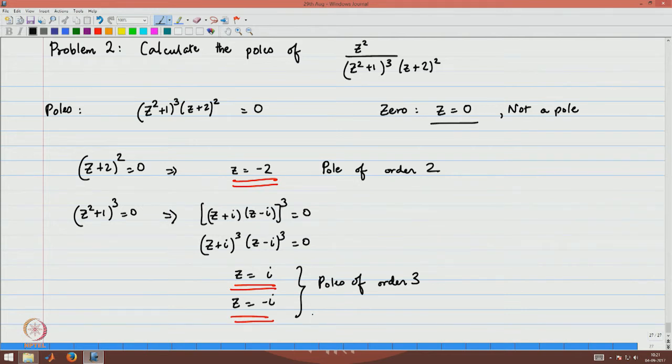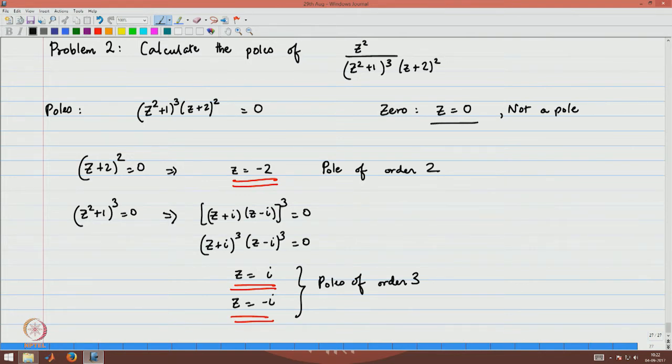If you just look at this polynomial, you have z square and you have (z square) cube. (z square) cube is like z raised to 6. So the leading power of the polynomial is z raised to 6 into z raised to 2, which is z raised to 8. And here you have a pole of order 2 and 2 poles of order 3. So 3 plus 3 plus 2, total 8. The total order of the poles is 8, which matches with the polynomial.